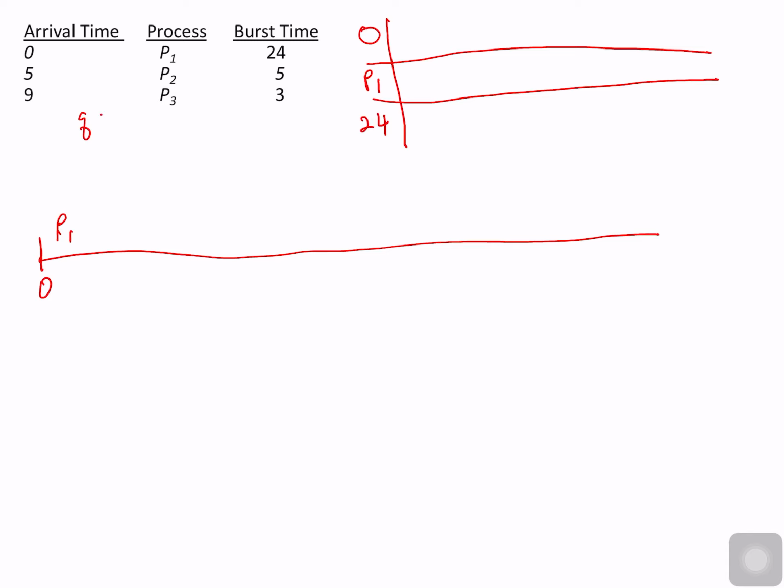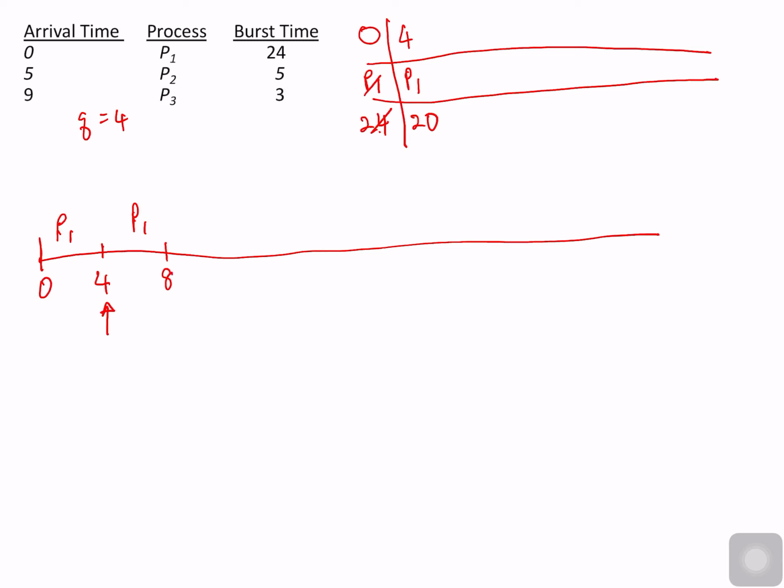Assuming the quantum time is also 4, P1 will be executed until the quantum time finishes at 4, and at 4, P1 will go back into the ready queue, and this time the burst time is only 20. There is no other process in the ready queue, so P1 will continue its execution for another quantum time, that is 8.